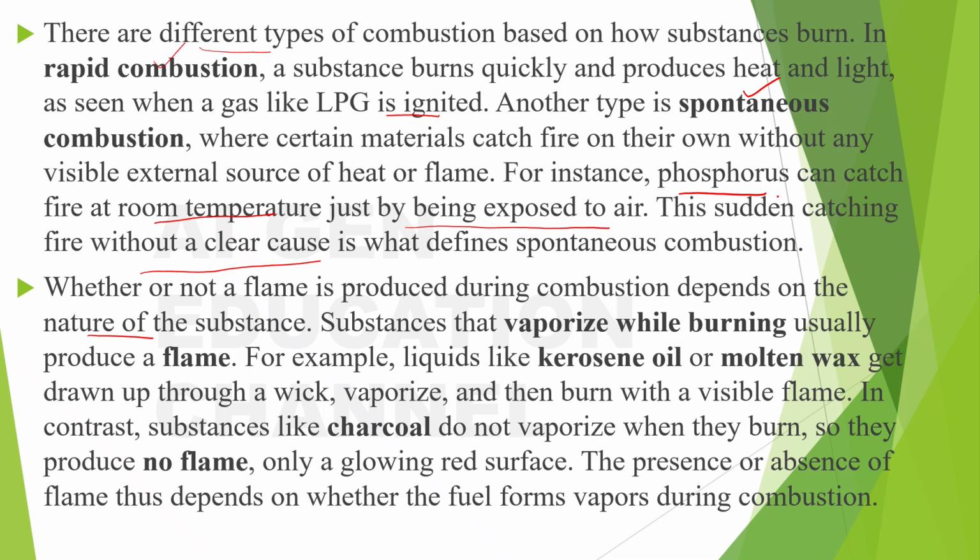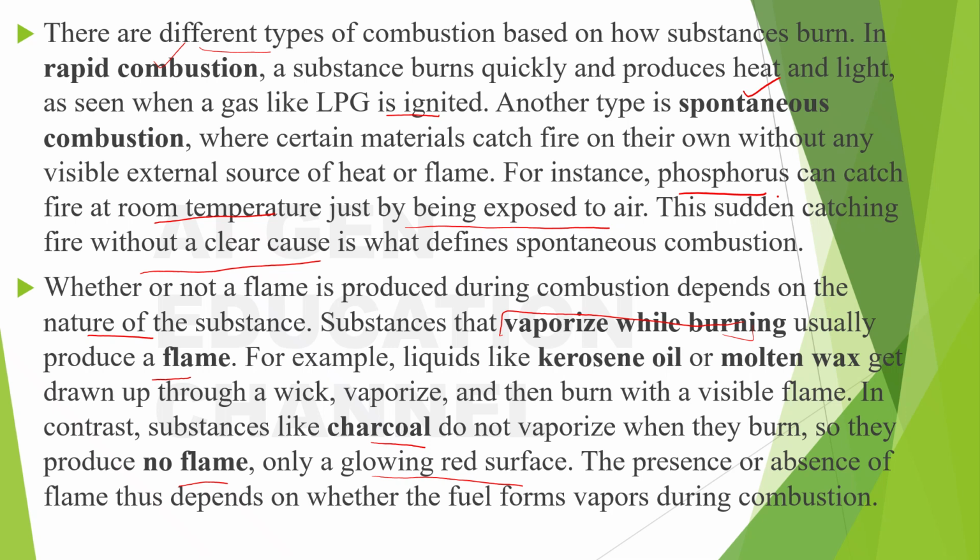Substances that vaporize while burning usually produce a flame. For example, liquids like kerosene oil or molten wax get drawn up through a wick, vaporize, and then burn with a visible flame. So substances that vaporize while burning will give you a flame. In contrast, substances like charcoal do not vaporize when they burn, so they produce no flame, only a glowing red surface. The presence or absence of flame thus depends on whether the fuel forms vapors during combustion.